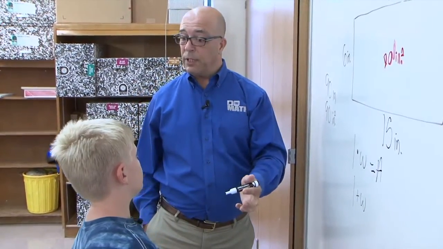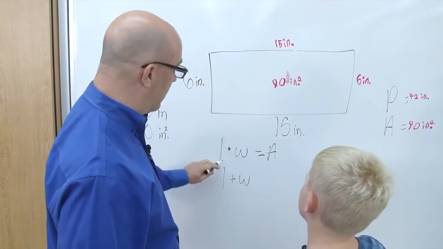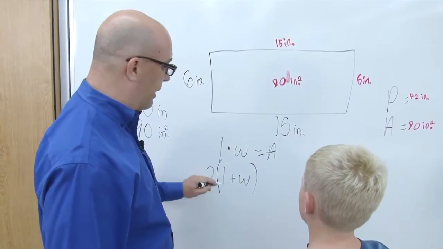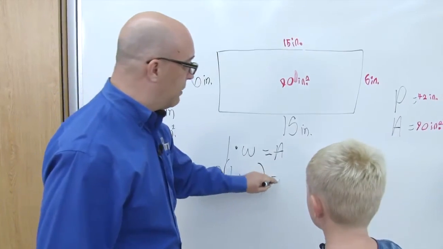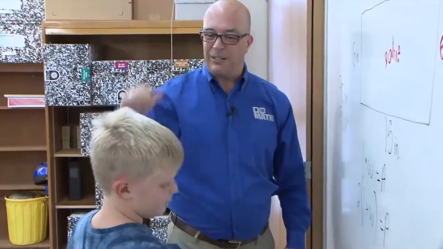Good. Nice way of doing it right there. Okay? So we go length plus width is 21. We could also take that and multiply it by 2. And that way we get your perimeter. Hunter, perimeter and area, nicely done. Way to go, dude.